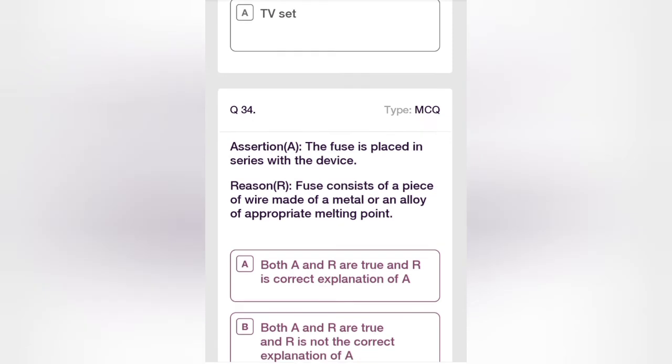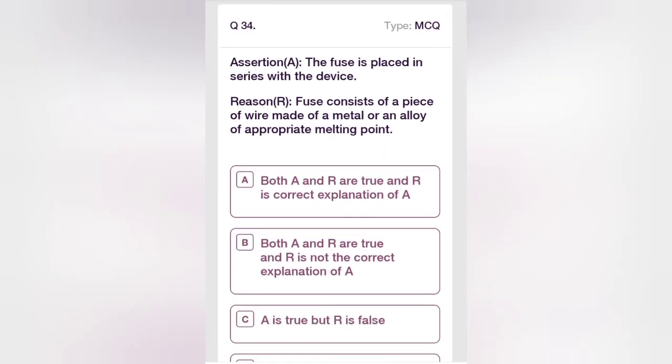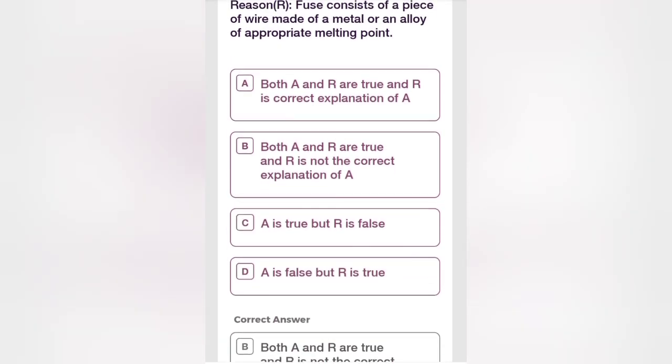Next question. Assertion: Fuse is placed in series with the device. Reason: Fuse consists of a piece of wire made up of metal or alloy of appropriate melting point. Yes, the fuse is placed in series. We know that, that's right. The reason is that the fuse consists of a piece of wire made of metal or alloy of appropriate melting point. Fine, that's also right. So both A and R are true.